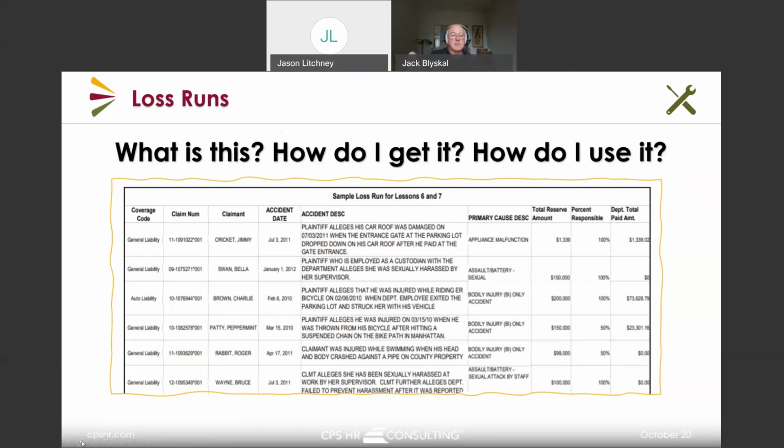If you look at this, there's only 6 claims, but you've got 2 of them that involve harassment, sexual harassment, and 2 of them that involve bikes. So those things may be trends, and you may want to look at those and see if there's something we need to do from a training standpoint, from any other standpoint.